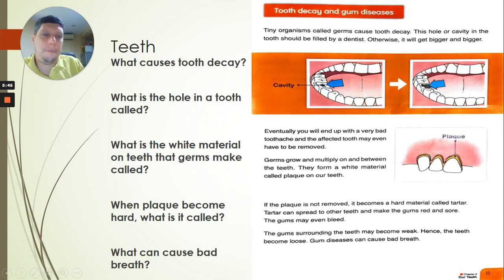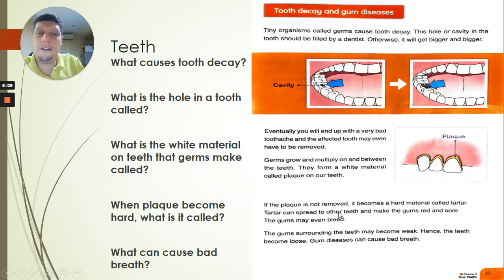So you need to remember that. You can see here on this picture, you have your teeth, and in between the teeth, you have this white stuff called plaque. This makes your teeth look very, very dirty, and it's also very bad for your gums and teeth. Okay, so I'm going to continue reading.